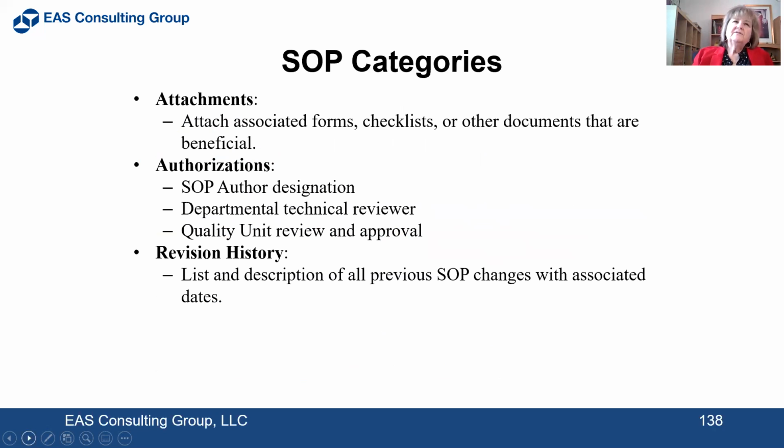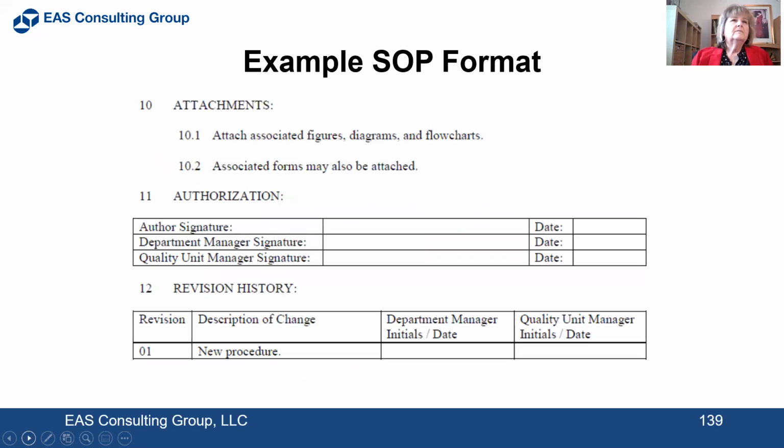You're also going to have a section for attachments, any type of associated forms, checklists, or other documents that are beneficial. Authorizations, you're going to have a signature for the author, one for a technical departmental reviewer, and then probably quality review and approval. You're also going to have a revision history section in there, which is really useful to see the last several things that have been changed in the SOP. And here's an example of what those things would look like.